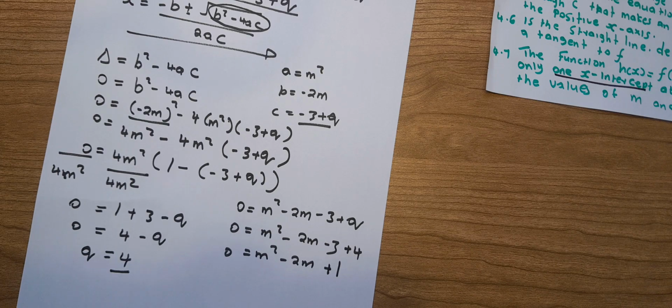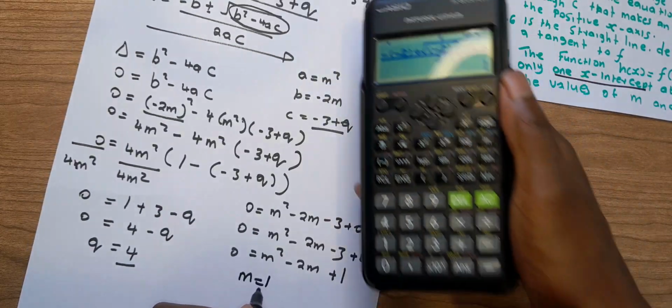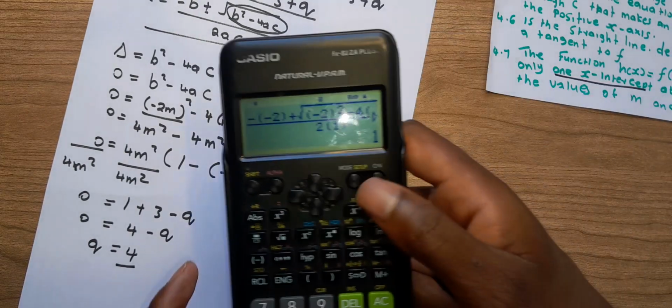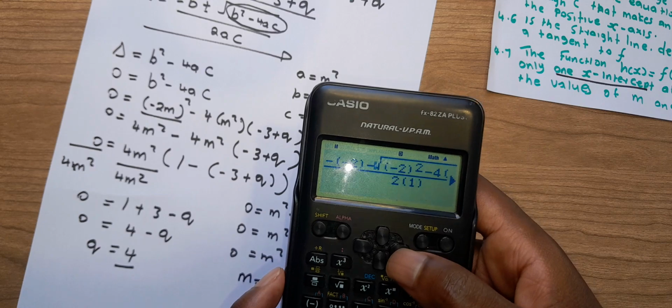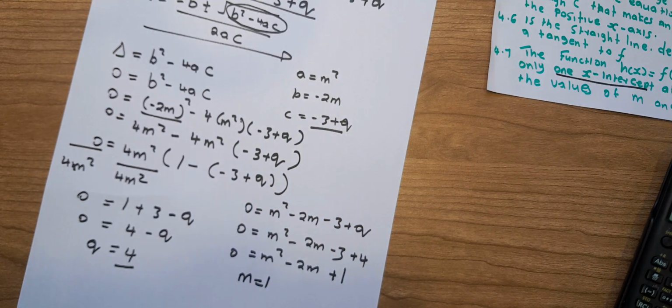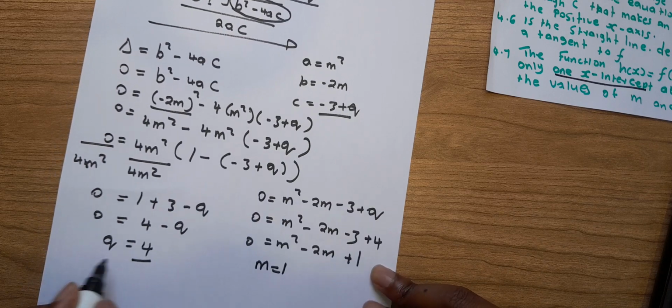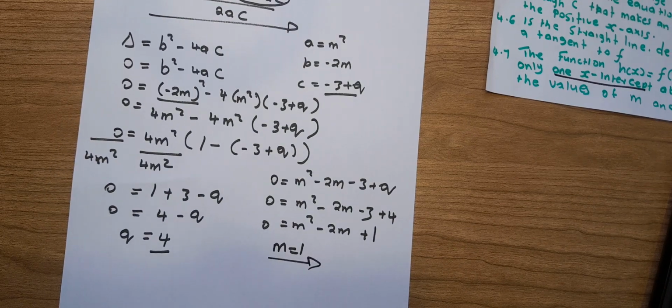Most of the time it gives you an error, but let's see at this point. Okay, you find that m equals 1. And again, even with plus or minus, you get another m that equals 1. So your value of q is 4 and your value of m is 1. That's actually how you do that.